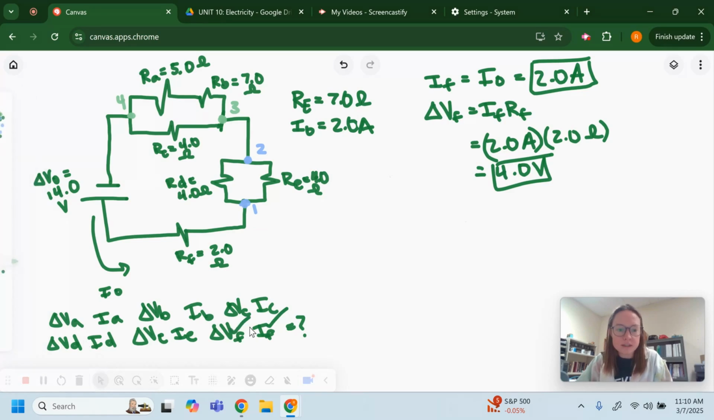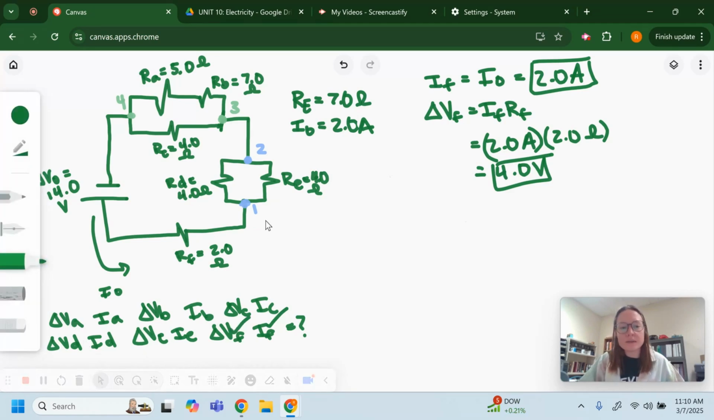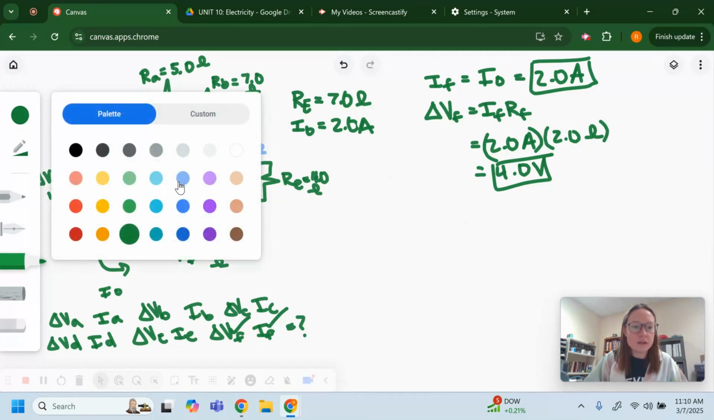Great. There's another one. Now as I'm looking at this circuit and I'm trying to decide what's going to be the next easiest thing to find, I'm thinking branch 1 and 2 is going to be the next easiest to analyze after RF. So let's take a look at branch 1 and 2. I will switch my pen color to blue here to talk about branch 1 and 2.